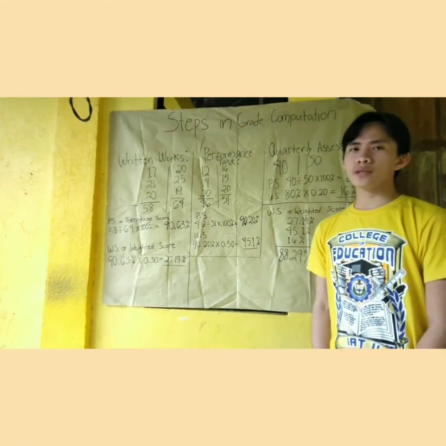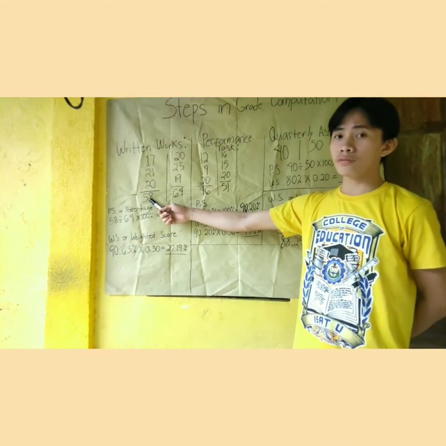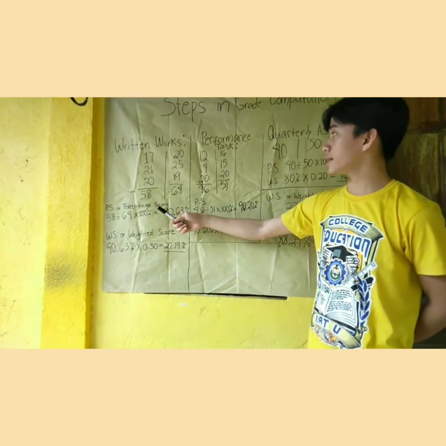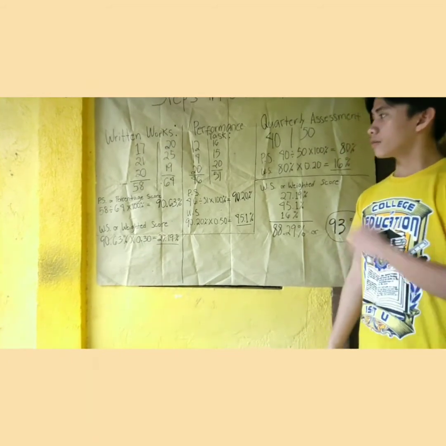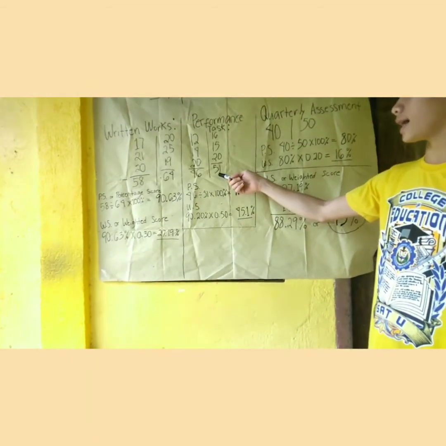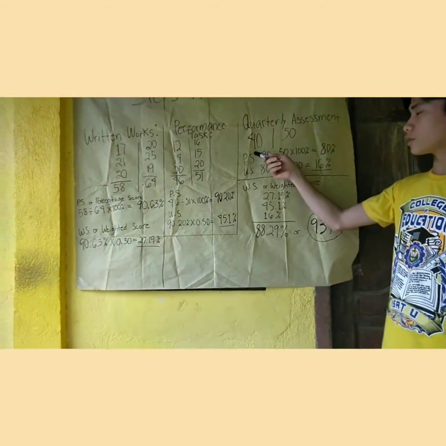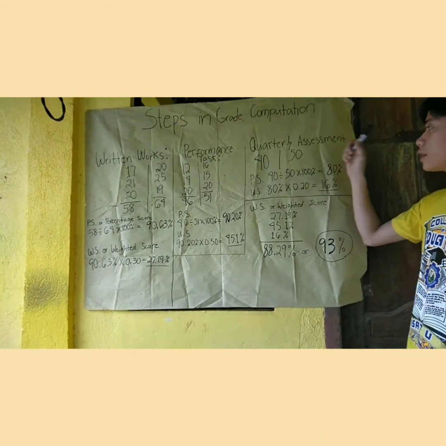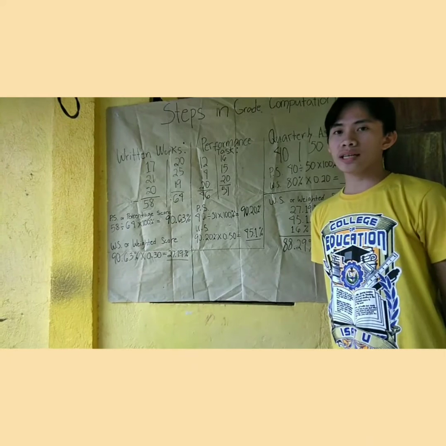The first step is we have to get the total score of each component. Example, in written works, 58 is the total of the learner's raw score and 64 is the highest possible score. In performance task, 46 is the total of the learner's raw score and 51 is the highest possible score. In quarterly assessment, 40 is the total of the learner's raw score and 50 is the highest possible score. So let's proceed to the second step.